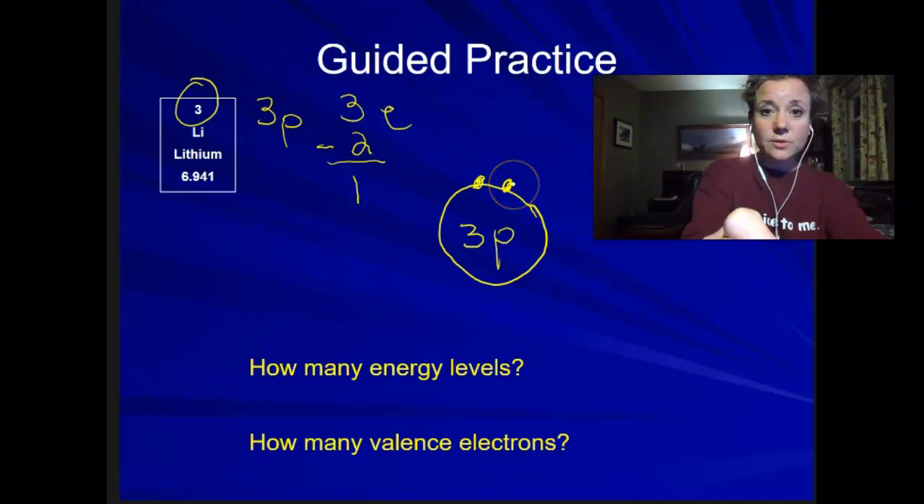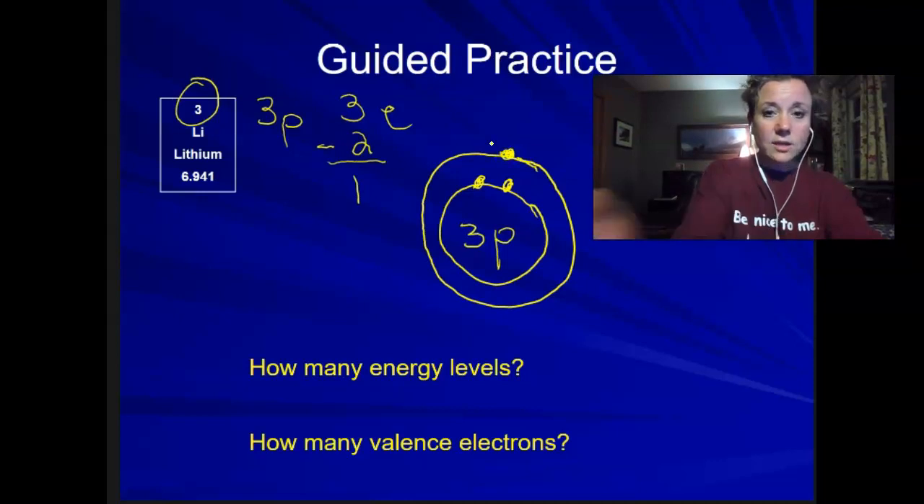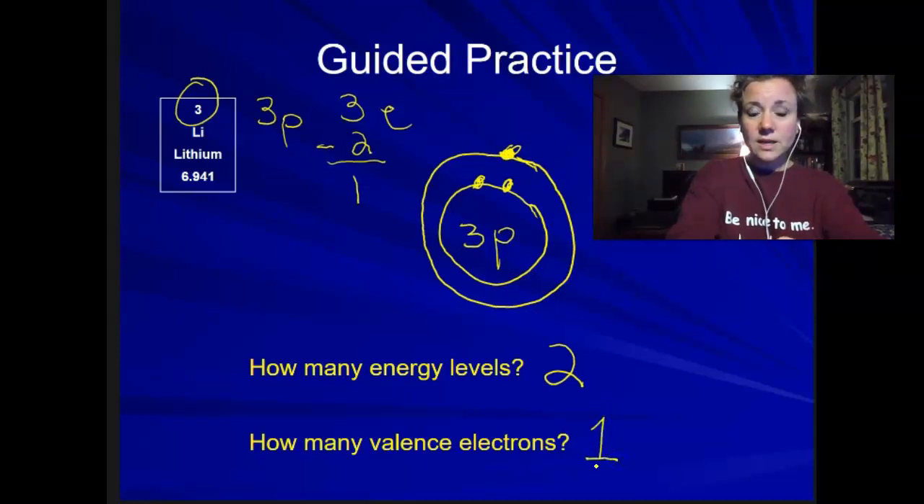Subtract my 2 electrons from 3, and that means I've got 1 more electron to place, but I can't squeeze it in there. No, no, no, you can only have 2 in that first ring. So now I've got to draw my second ring, add my electron, and now I'm done. So let's see, how many energy levels do we have? I have 2 rings around that nucleus, so I have 2 energy levels. And how many valence electrons do I have? Well, I've only got 1 dot in this outermost ring, which means that I have only 1 valence electron.